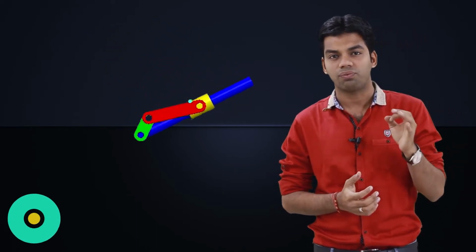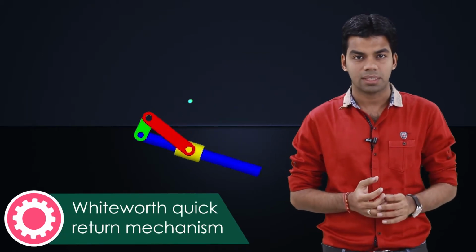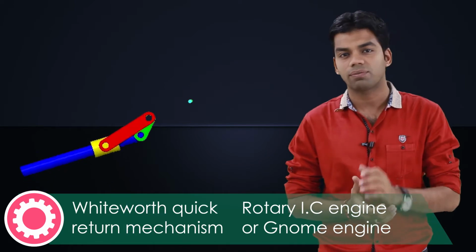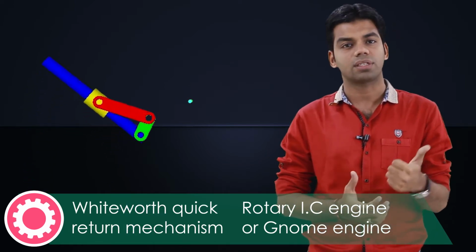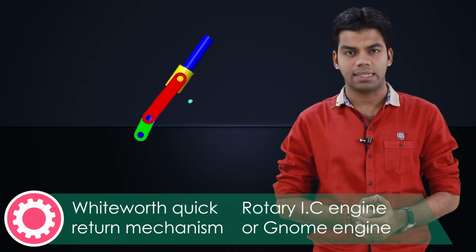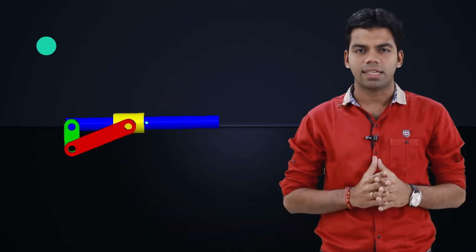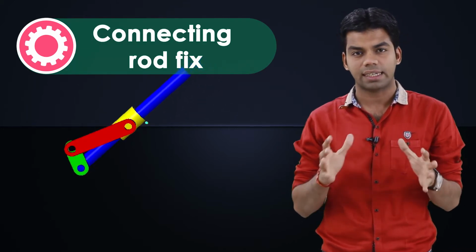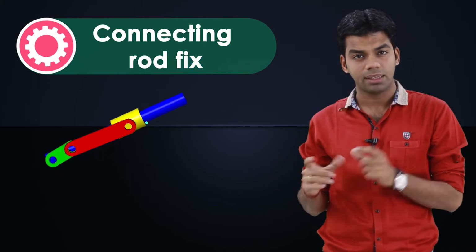This particular mechanism is used in the Whitworth quick return mechanism, first thing, and second, it is used in the rotary IC engine. So we have 2 different applications of this mechanism. First is the Whitworth quick return mechanism and second is the rotary IC engine. In the next inversion, we are now fixing the connecting rod.